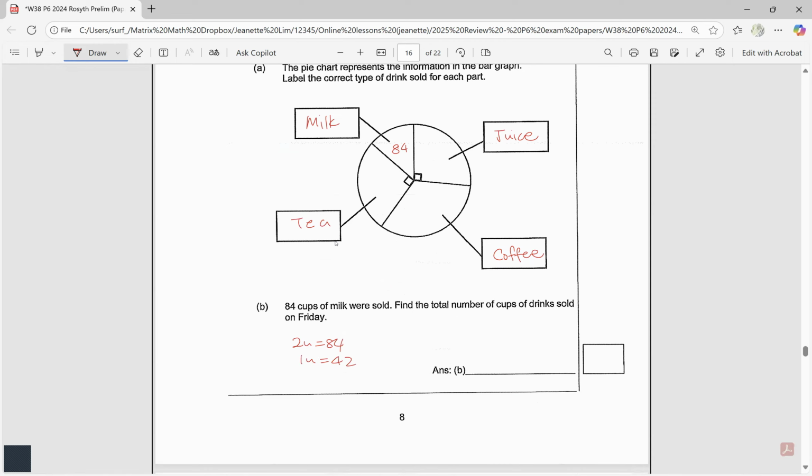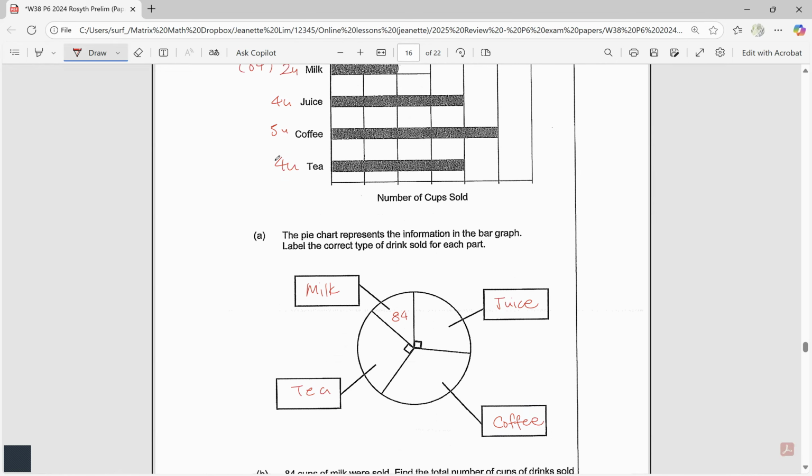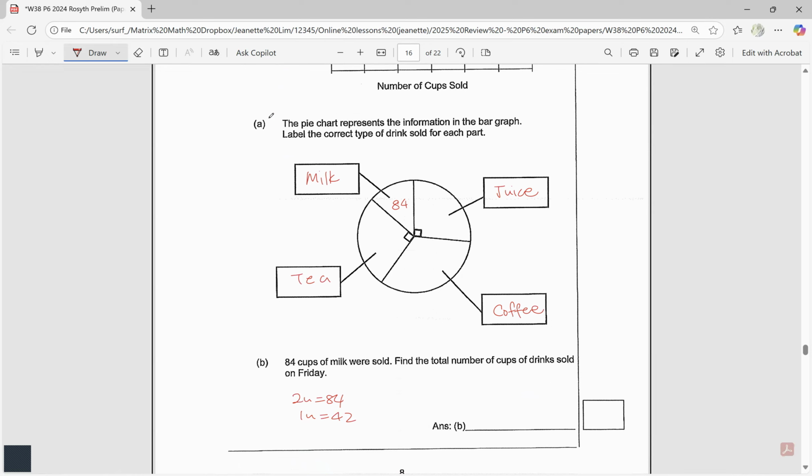One unit is 42. Total number of cups: you add all the units up. 2, 4, 5, and 4. 2, 4, 5, 4. 15 units. So to find 15 units, 42 times 15. 630 cups.